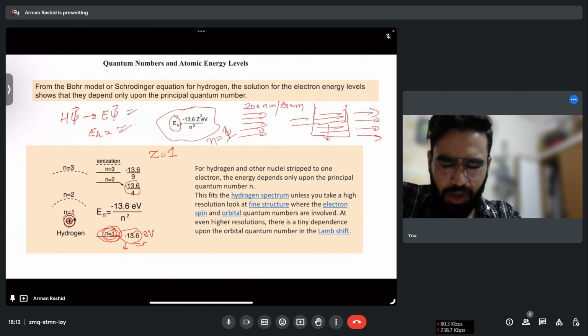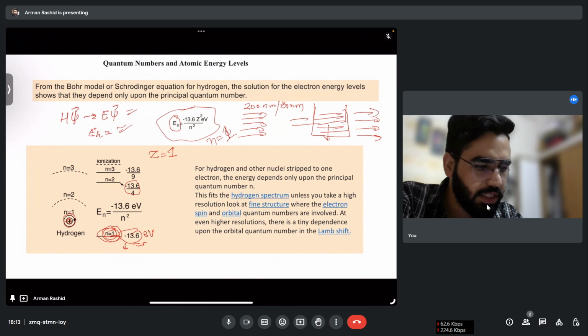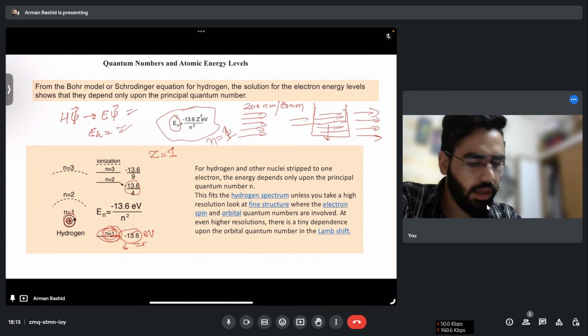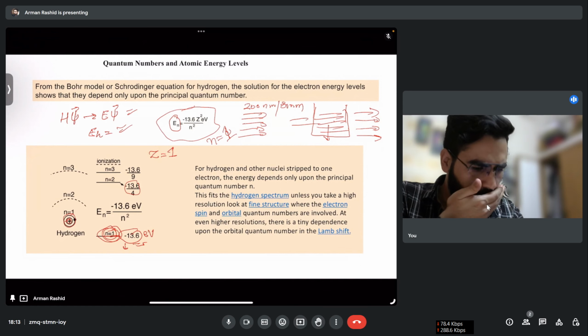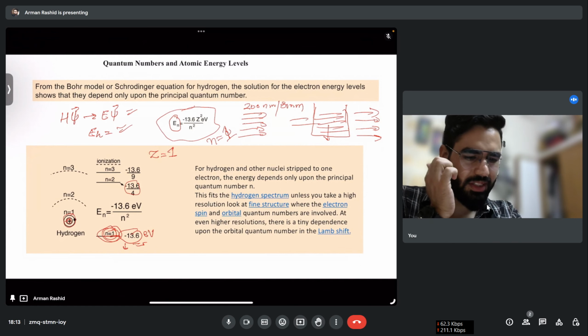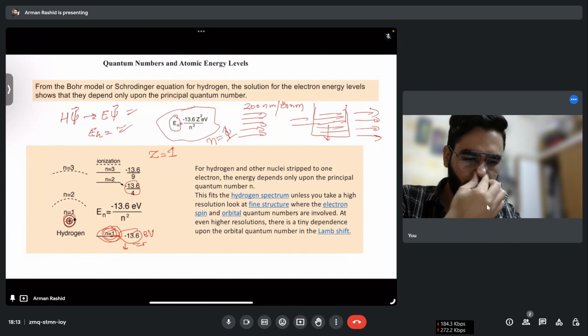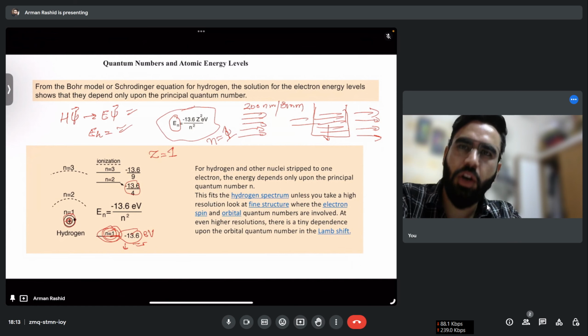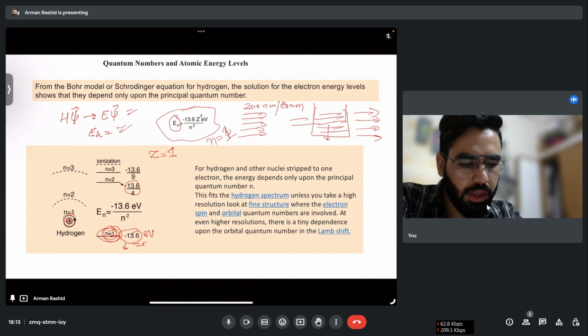Now this is for a simple hydrogen atom. For a hydrogen atom, the energy of the orbital depends only upon the principal quantum number n.